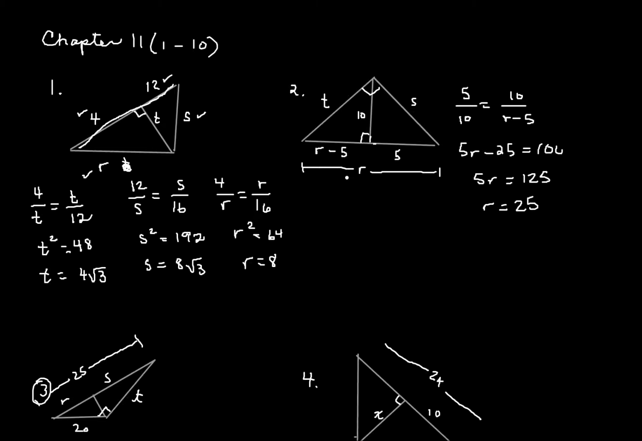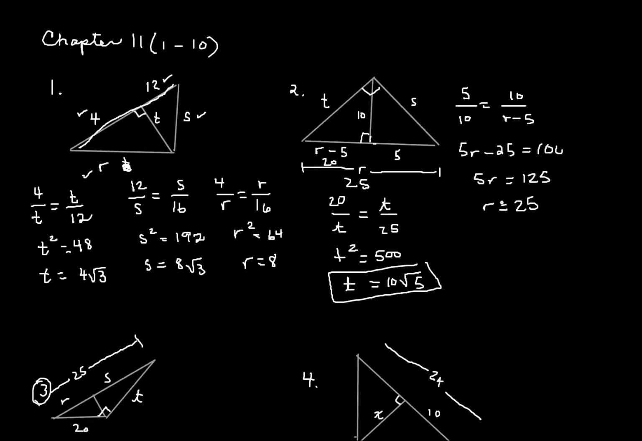So that means that if R is 25, then we know R minus 5 is 20, and we can figure out the other parts. Let's just put T in the mean proportion spot. It's T's turn. So the closest one to T would be 20. The entire thing is 25. Cross multiply, we get T squared equals 500. T equals, if we simplify that, it's 10 square root of 5. Lots of parts in these problems.